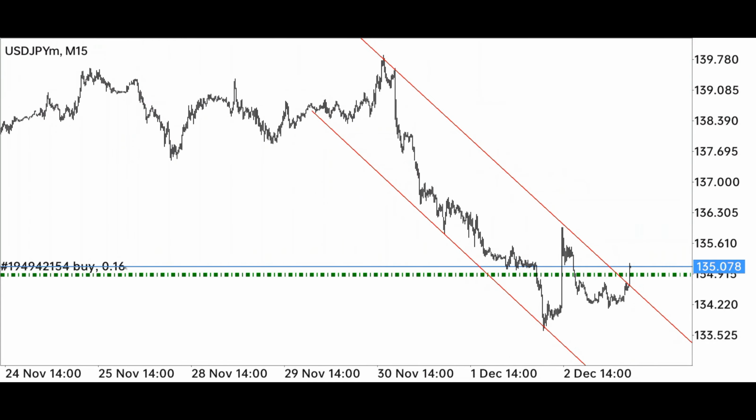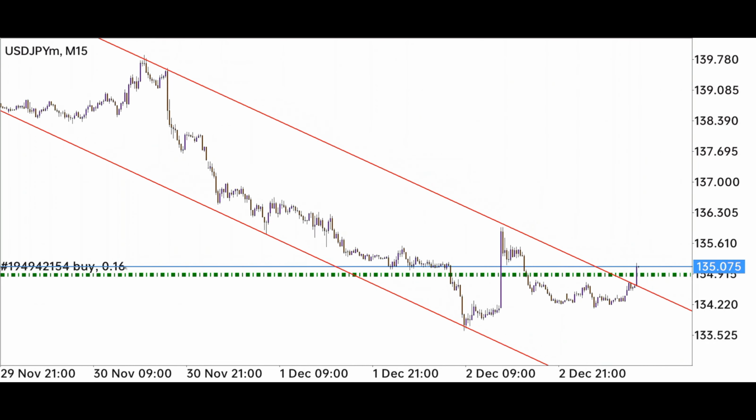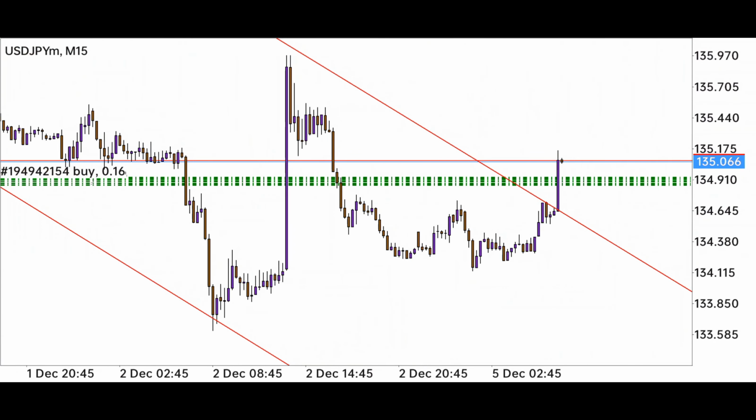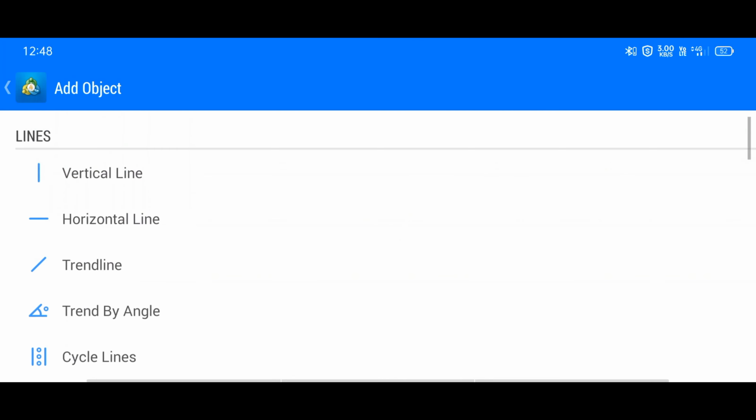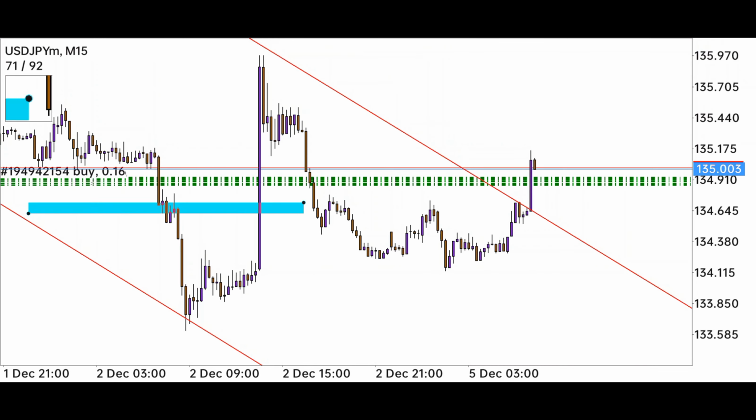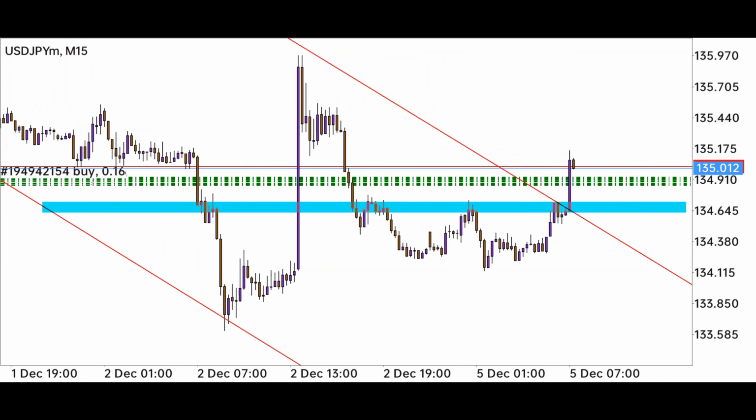Let's now draw a strong support resistance level in the market, which is very important because of multiple support resistance points. For this we will use the rectangle tool, which is the best tool. This tool will cover all support resistance points. We have placed it here because it has multiple support and multiple resistance points.